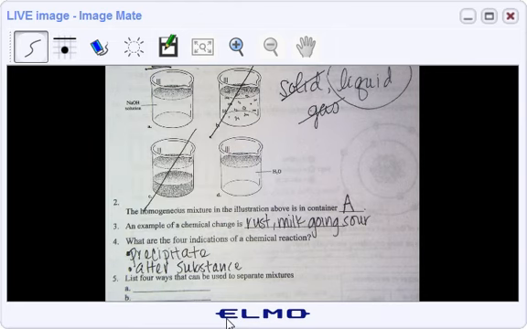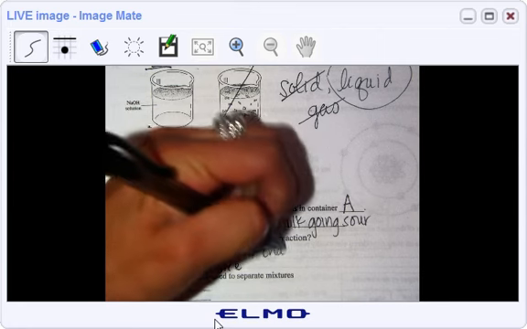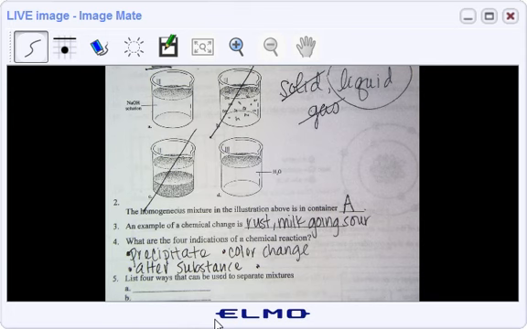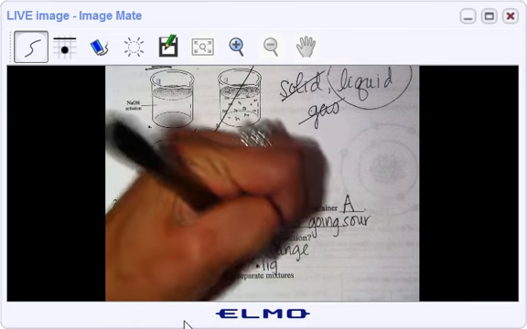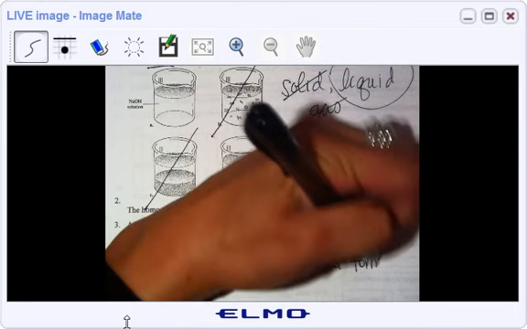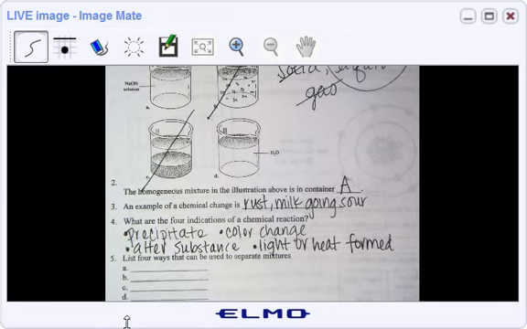Altering the substance. For instance, when you burn a piece of paper or a wick, you no longer have the paper or the wick. It's now burnt substance or ash. Color change. And light or heat formed. I'll give you a second to write these down.